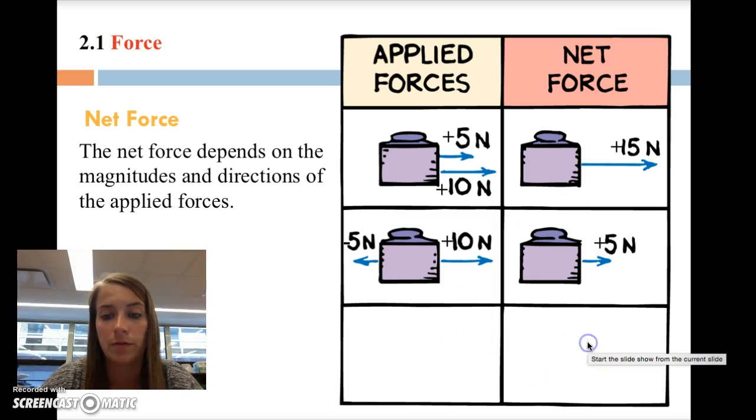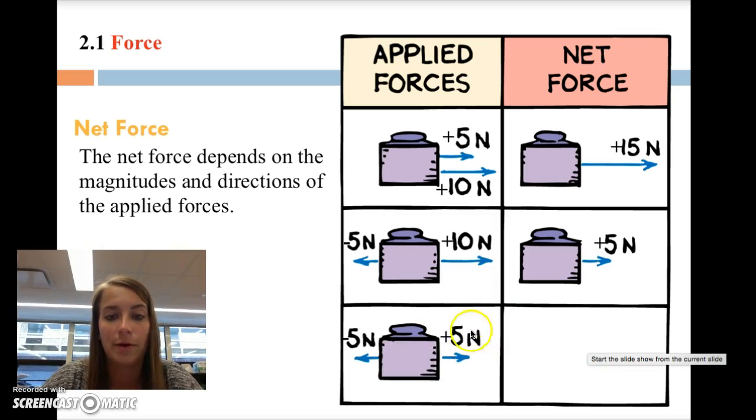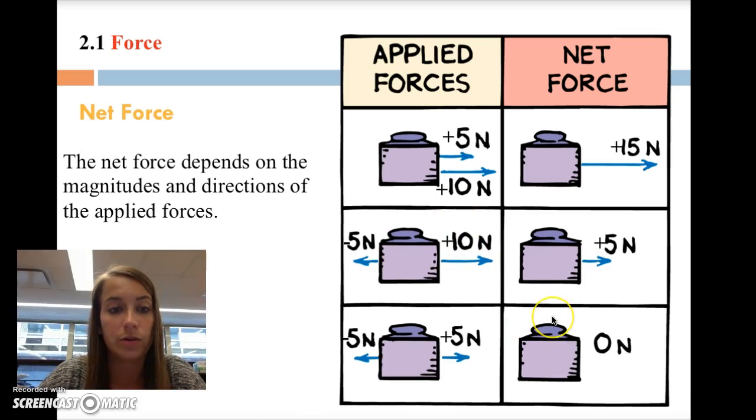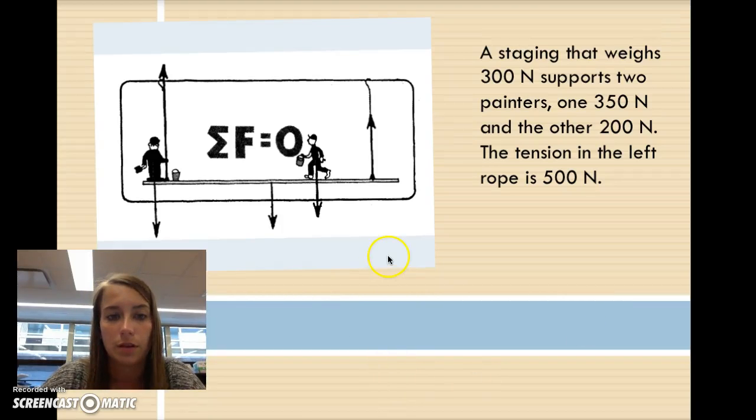Down here, if we have positive 5 and negative 5, what do you think is going to happen? Let's take a second and predict that one. You said 0 newtons, it would stay at rest. That is awesome. All right, so let's add some more complicated numbers in here.